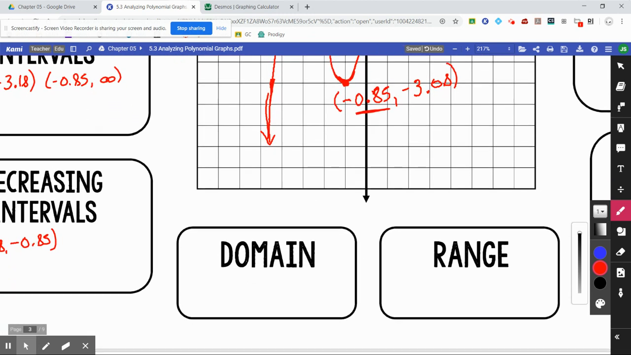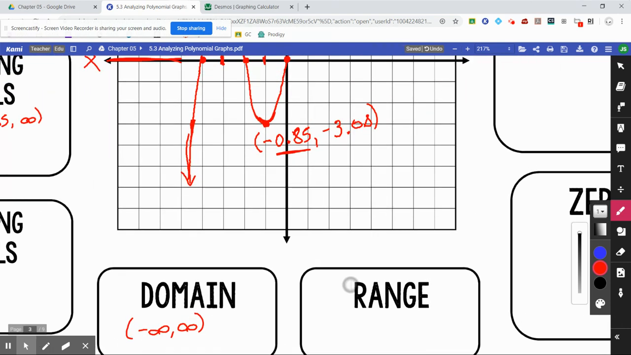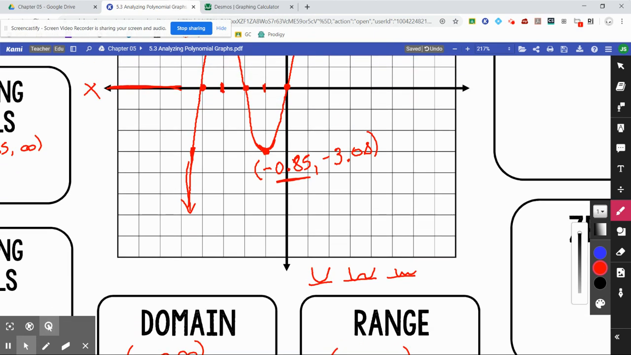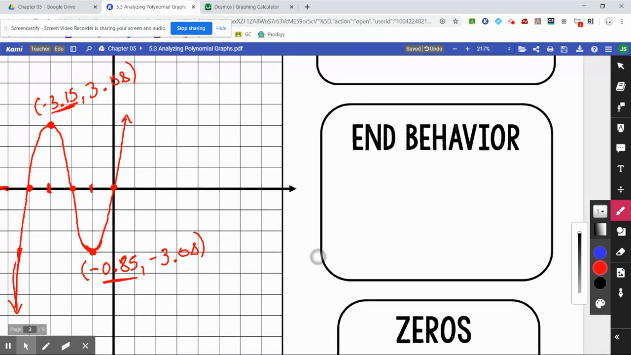The domain for all polynomial functions will always be negative to positive infinity. There is never a domain restriction. However, sometimes you will have a range restriction, especially if it's a parabola. It'll have a low point. If it's an x to the fourth graph, it'll have a low point. Or if it's an x to the sixth graph, it might have low points or negative ones. However, with an x to the third, an x to the fifth, and x to the first, your range is going to be, again, negative to positive infinity. So all your odd degree functions will always have that as well.